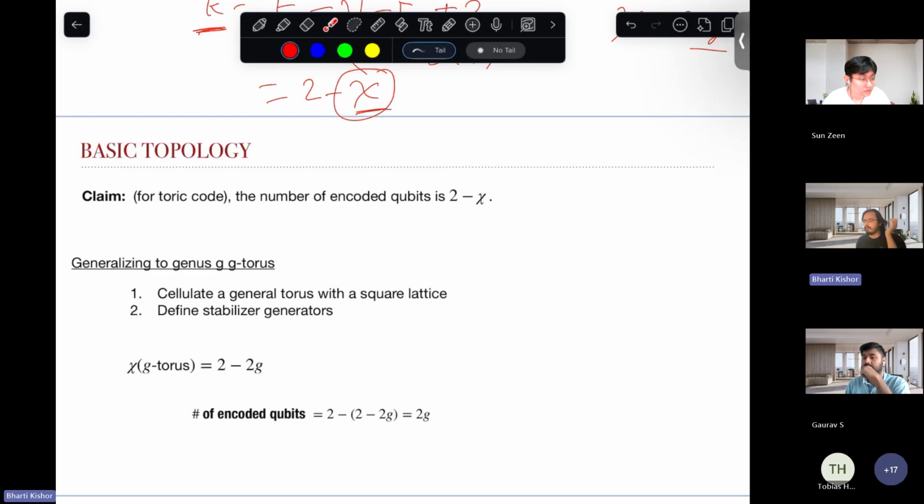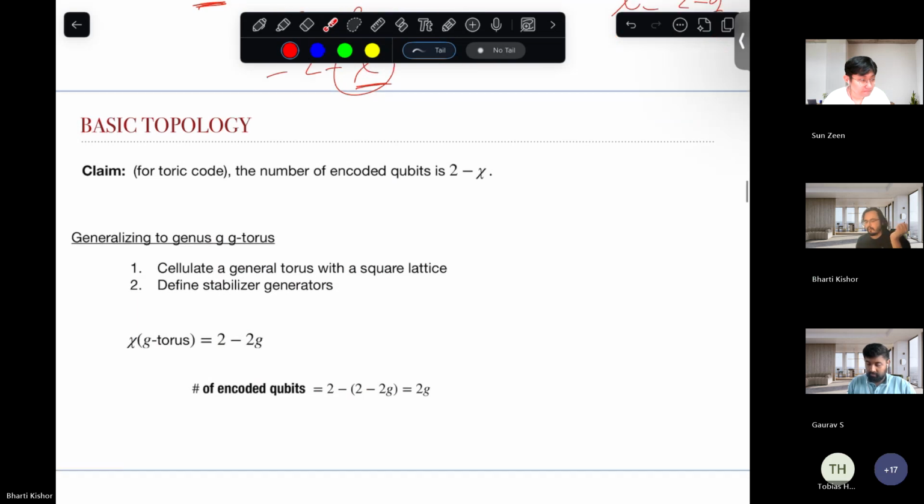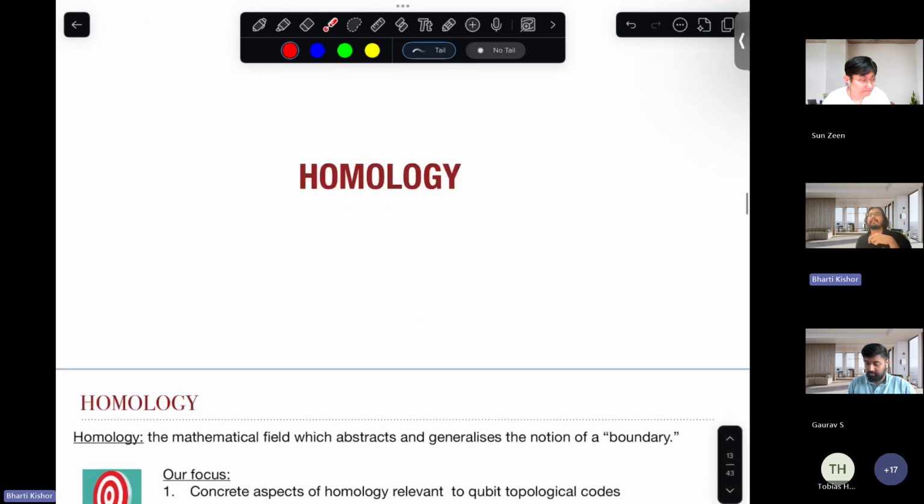So we discussed a few motivating examples, and we discussed some basic topology. Now we will discuss homology and then cohomology and then summarize it.